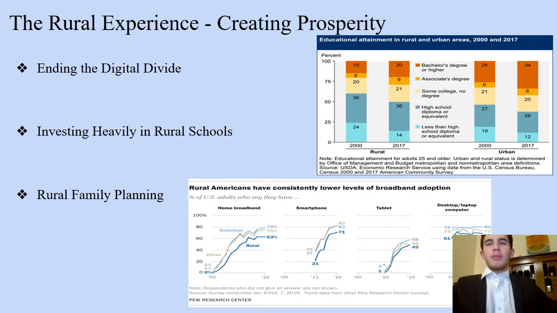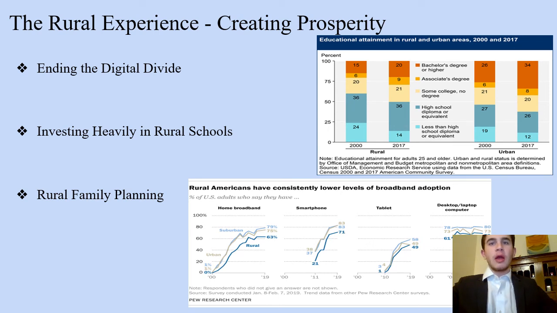The biggest problem rural communities face is a lack of human capital and opportunities. Both of these problems can be solved if there is a massive investment in rural education. This will create the human capital which both attracts and creates opportunities and increases social mobility.